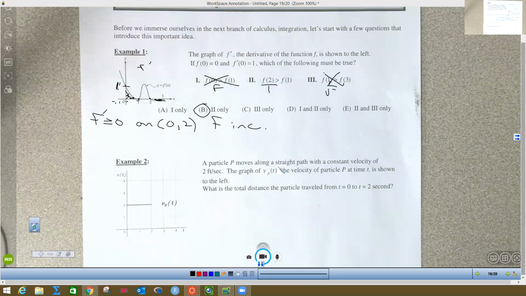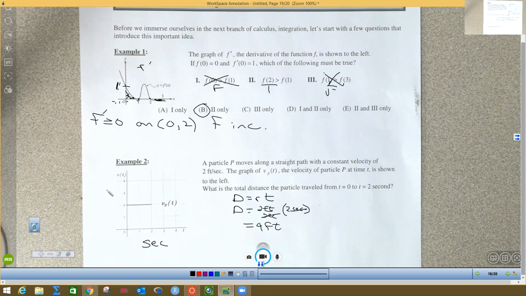This says a particle P moves along a straight path with a constant velocity of 2 feet per second. So this is the velocity graph, the graph of this function. What's the total distance? I'm going to show you good old algebra days. Distance equals rate times time. If we want to know the distance that it travels from 0 to 2, it is going to be 2 feet per second times 2 seconds, because from 0 to 2 is 2 seconds. So the seconds cancel, and this particle travels a total of 4 feet.